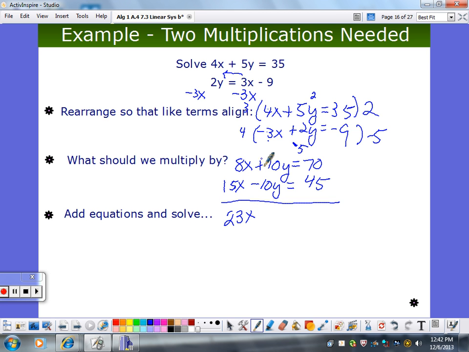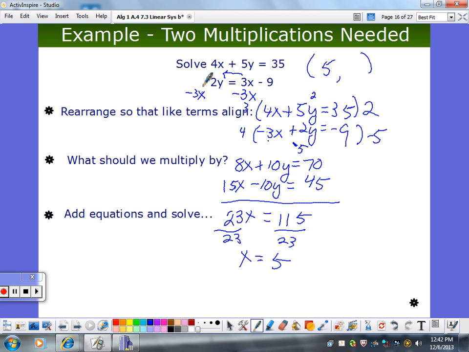3x, that goes away. Oh, I hope somebody has a calculator. What is 115 divided by 23? 5. Is that 5? All right, so halfway there.